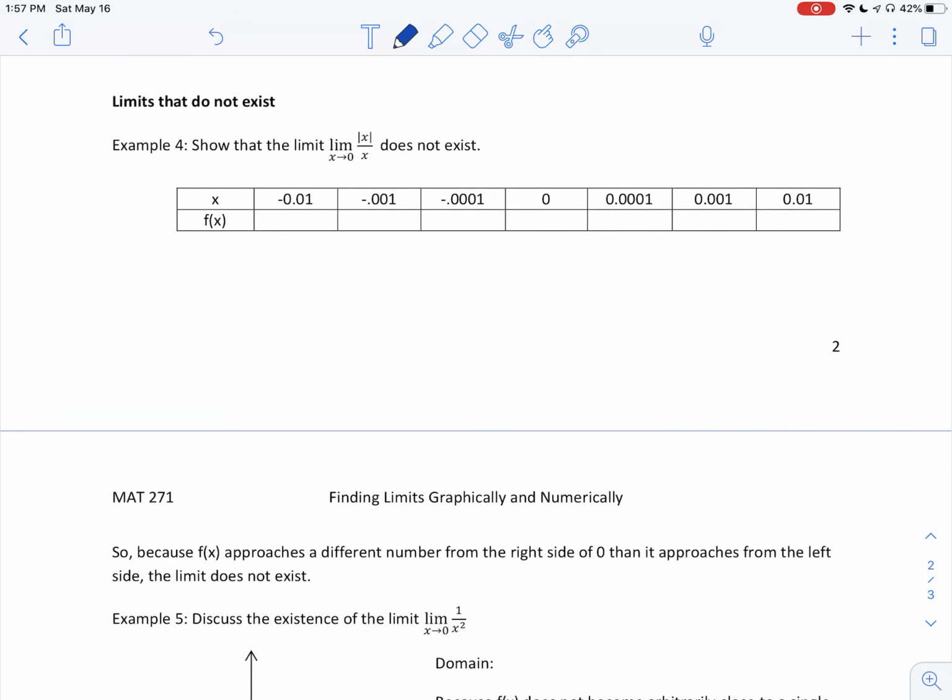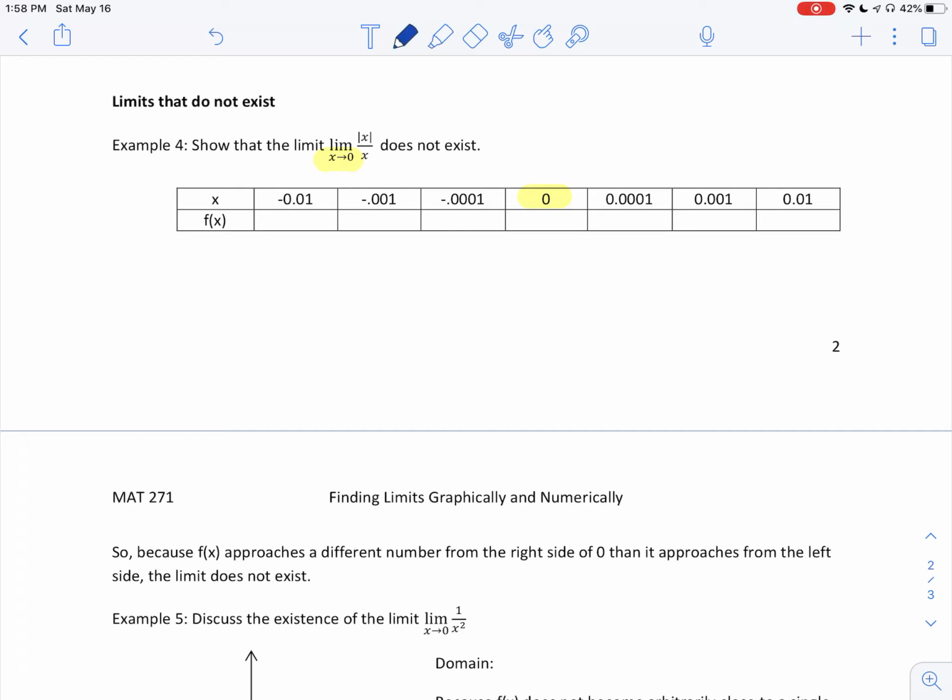All right, so this one we're looking at the limit as x approaches 0 of the absolute value of x divided by x. So again, I'm looking at x equals 0, so I went ahead and put that in the middle of my table right here. And I'm going to pick a few values to the left of 0, a few values to the right of 0, and plug those into my function.